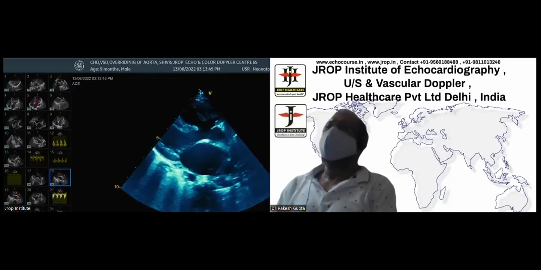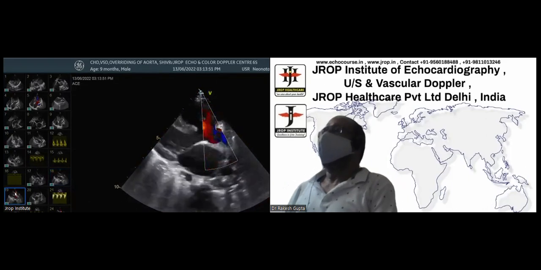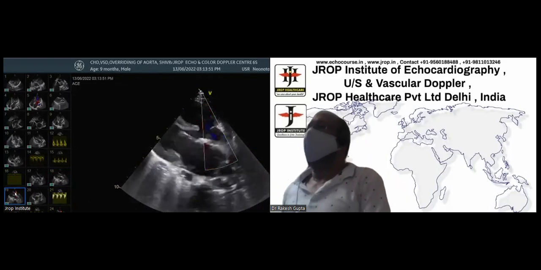And if you switch on colors in this, you will find the colors are going in. Still, LV pressures are more than RV pressures. So you find more blood flowing from LV to RV.